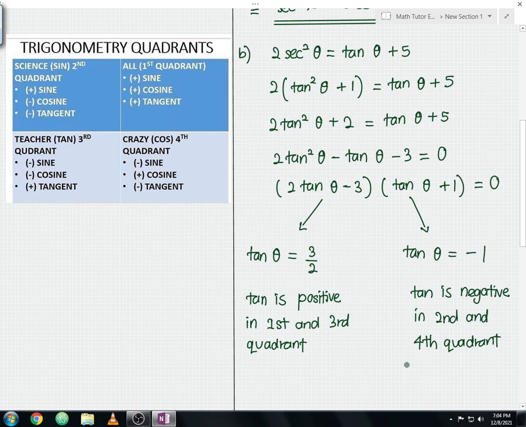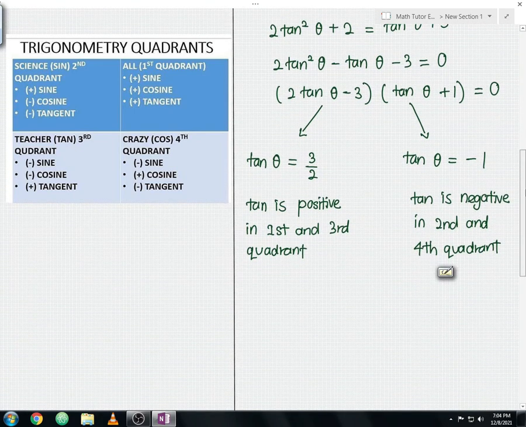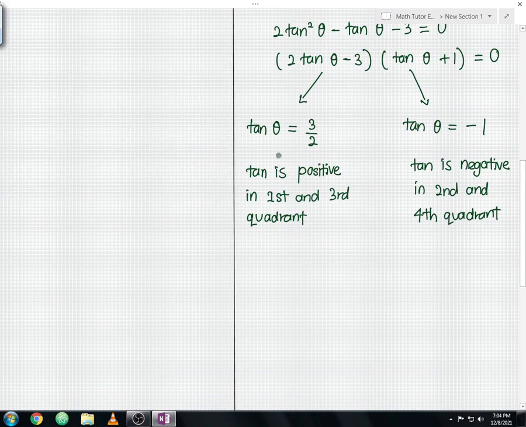Okay, so from here let us continue with the left hand side now. So from here you calculate this normally, your theta by tangent inverse. So from here you should get your theta is equals to 56.31 degree. Okay, so this answer is representing the first quadrant solution.